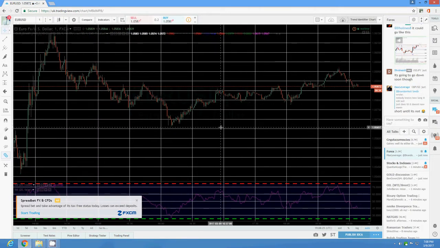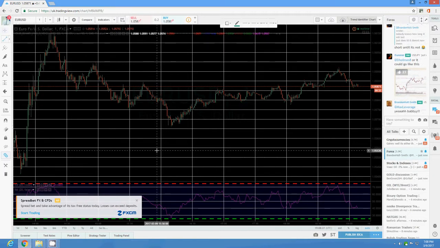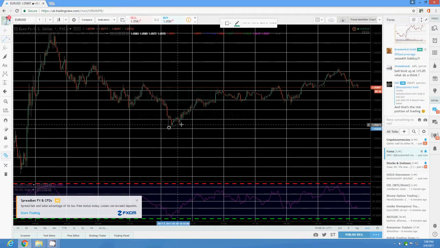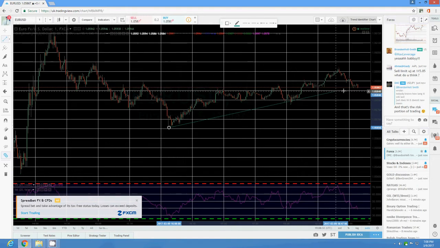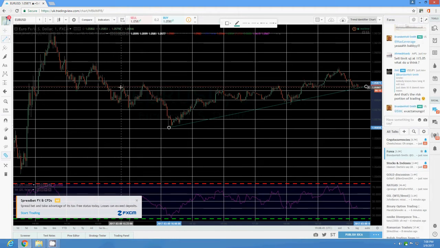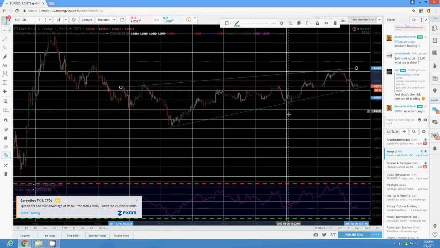And now I can see already a perfect support and resistance. For example, over here. Boom, boom, boom. Let's see what happens to this one over here. Cool, that's that support line. Let's draw the resistance. Boom, boom, and boom. Cool.